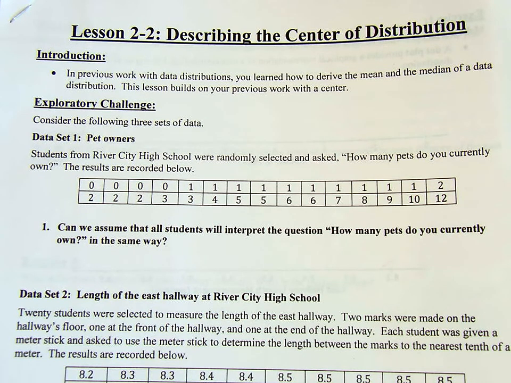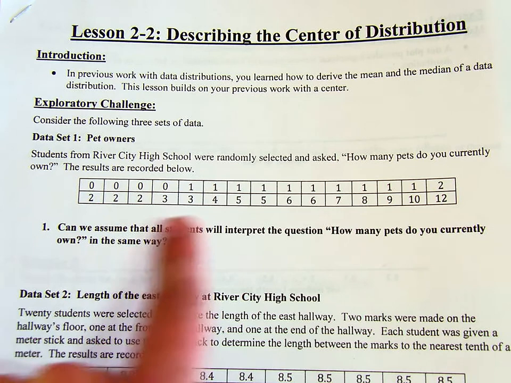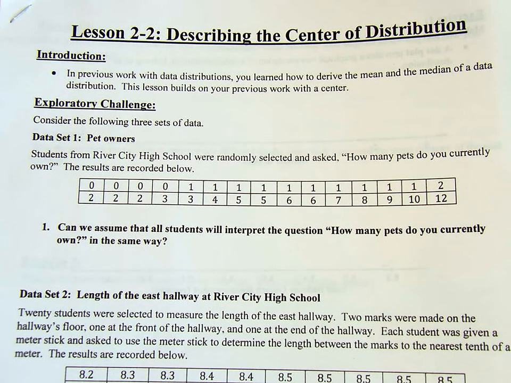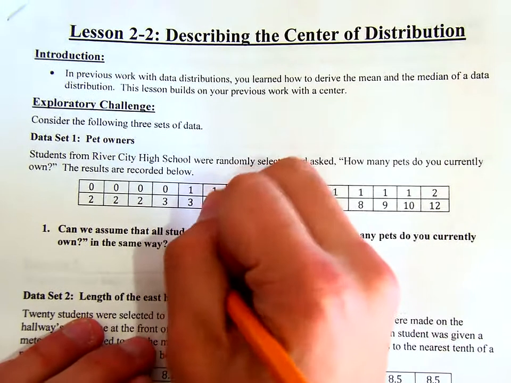Data set 1 talks about pet owners. It says, students from River City High School were randomly selected and asked, how many pets do you currently own? The results are recorded below. There are all of those results right there. First off, can you assume that all the students will interpret the question, how many pets do you currently own, in the same way? Well, if we think about it, there's no other way to talk about how many pets you have, so everyone would have to interpret it the same way. So we could say, yes.